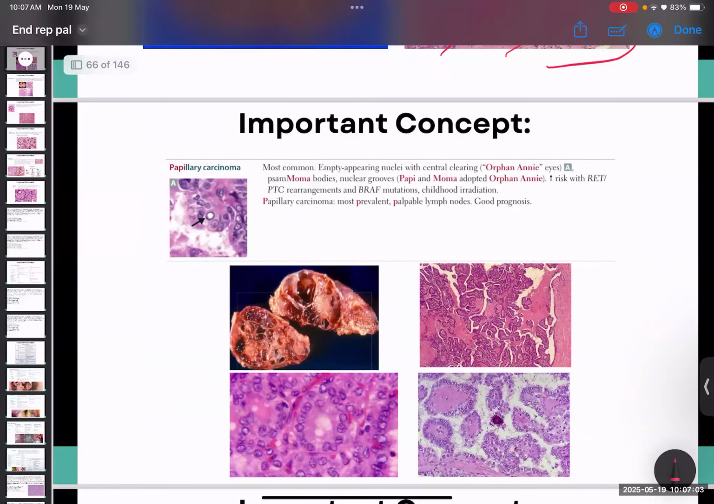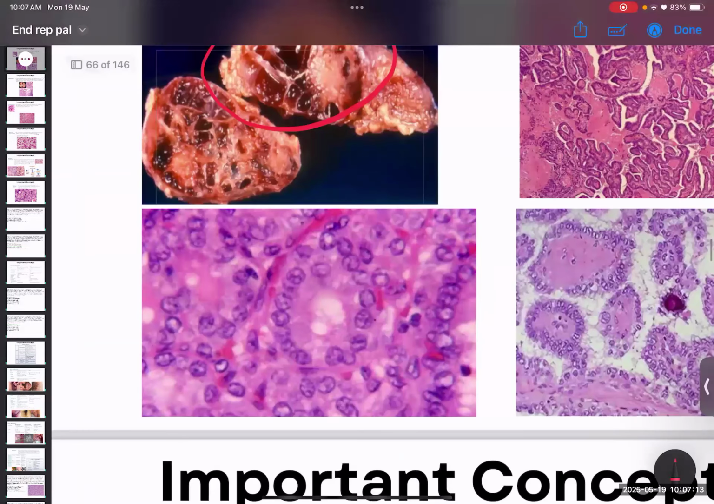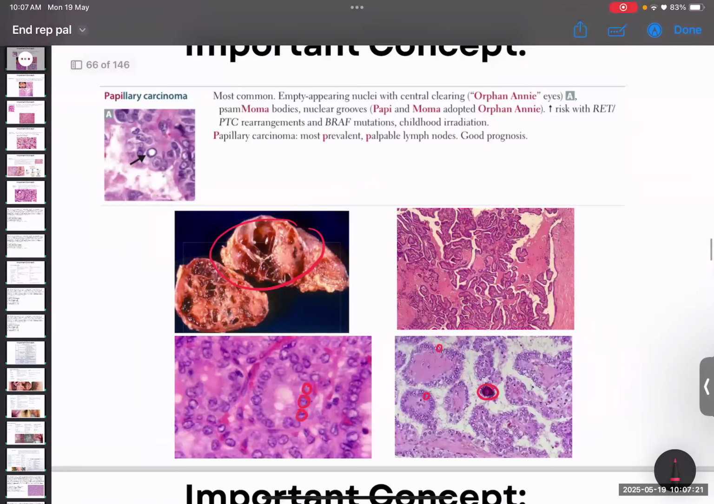Coming to papillary carcinoma, this is the most common one, usually presenting with cysts and fibrovascular structures. The thing that is really, really important for papillary carcinoma is to remember how they look. They'll have intranuclear inclusions and grooves. They're going to have psammoma bodies. You're going to have nuclei that resemble Orphan Annie nuclei. So you have to memorize these.